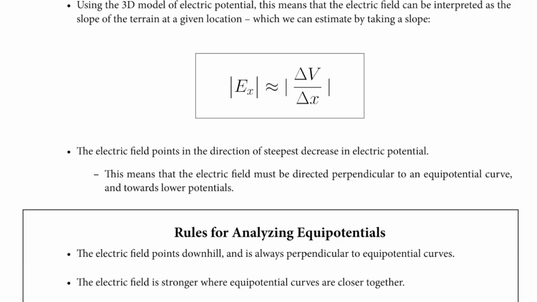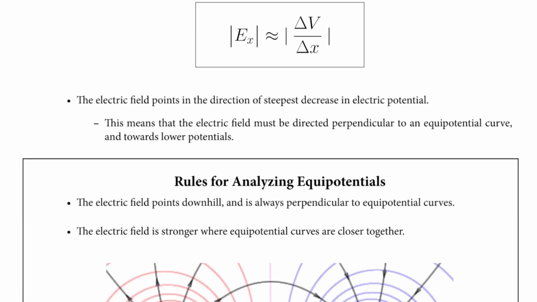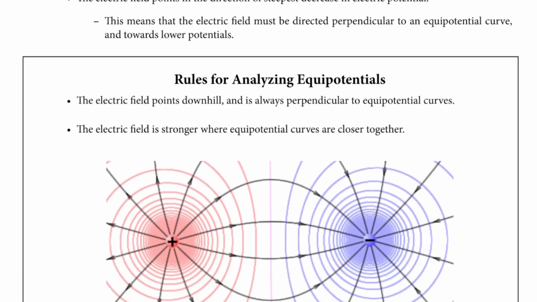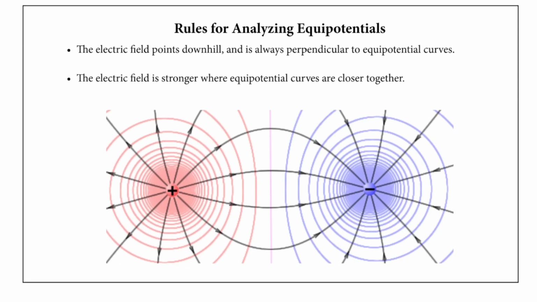So the electric field will always point in the direction of steepest decrease, and anyone with some calculus knowledge might connect this to the gradient. And that is true, this electric field is the gradient of the electric potential. And as a consequence of this, your E field must point downhill towards low potentials, and it's perpendicular to all of these equipotential curves. Because if you're trying to get downhill as fast as possible, anything going along the curve would be a waste. So it must be directly perpendicular because that is your quickest route downhill.